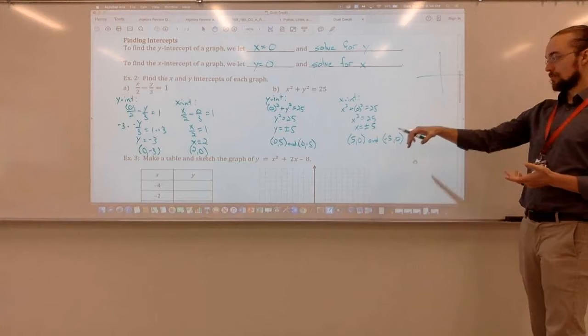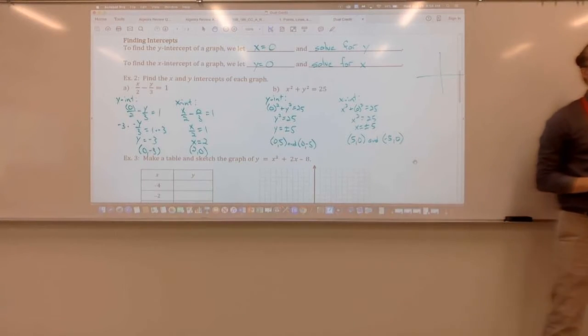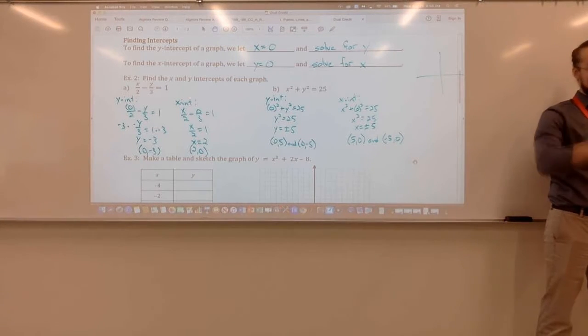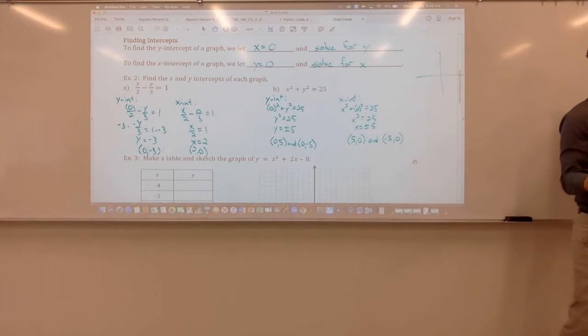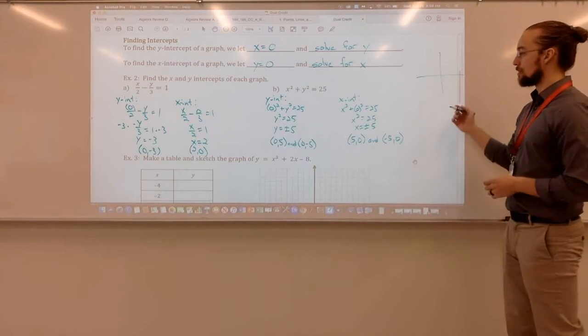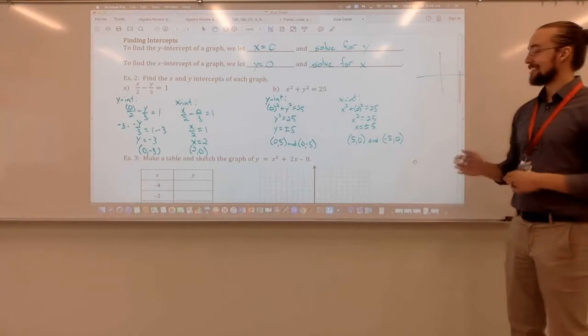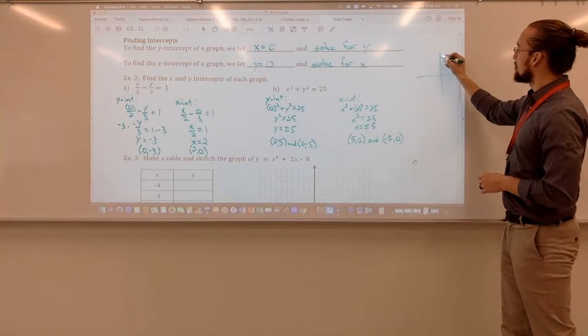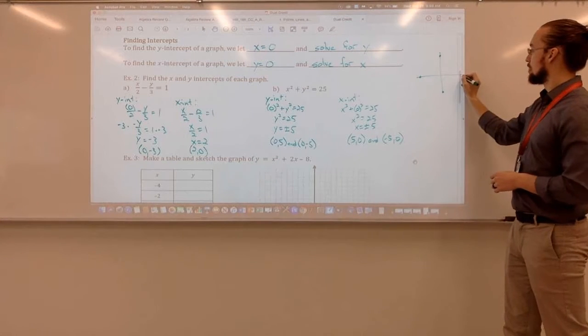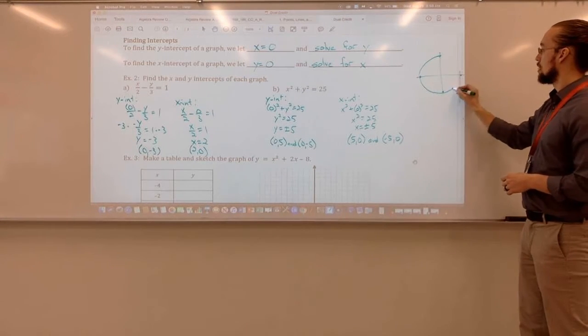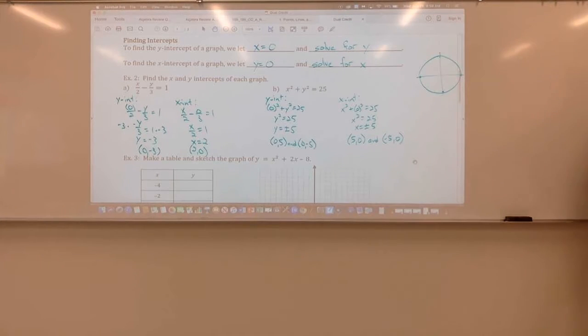Well, let's think about the 4 points that we just found: (0, 5) and (0, -5), and (5, 0) and (-5, 0). This is going to be a circle. That's a circle? It's a circle. Pretty cool, right?